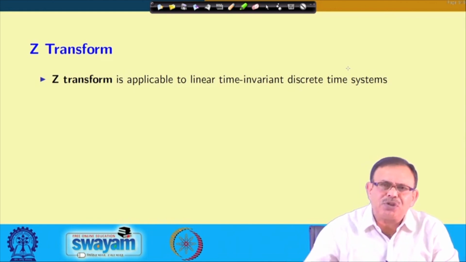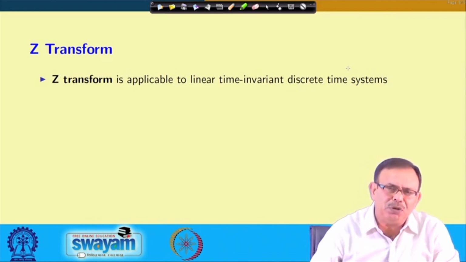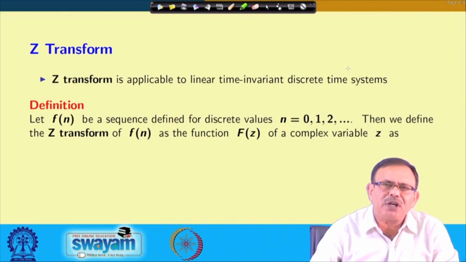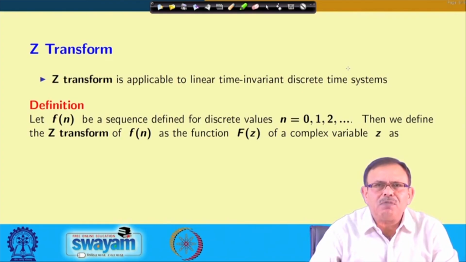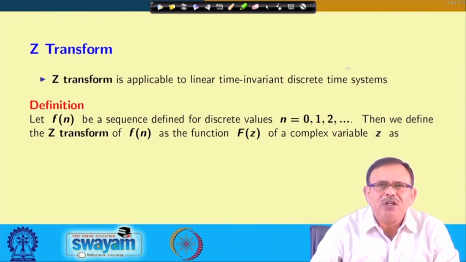In statistics, mostly this Z transform is used. So, first we will give the definition and the properties. After that, we will see how to find out the Z transform of some functions. Suppose let f n be a sequence defined for discrete variables n equals 0, 1, 2. That is, they have a sequence, for each value of n, f n has a particular value. Then we define the z transform of f n as the function F z, where z is a complex variable. Please note this one.